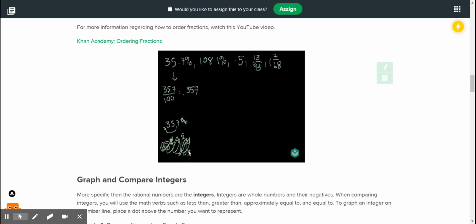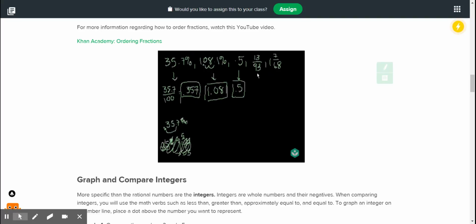Let me scratch out all this. So 35.7% is equal to 0.357. Similarly, 108.1%, let's do the technique where we just get rid of the percent and move the decimal 2 spaces to the left. Then that equals 1.081. So we already know that this is smaller than this. Well, the next one is easy. It's already in decimal form. 0.5 is just going to be equal to 0.5.